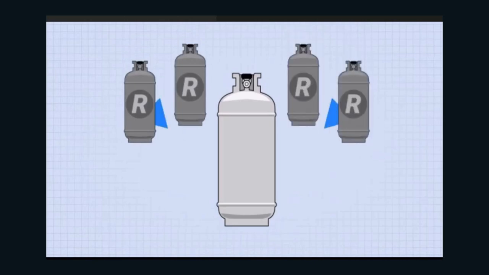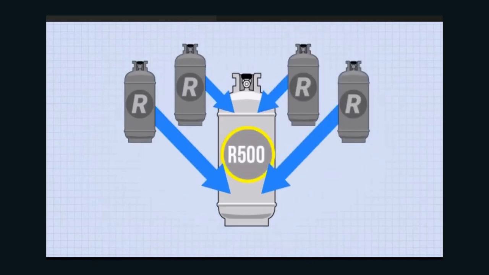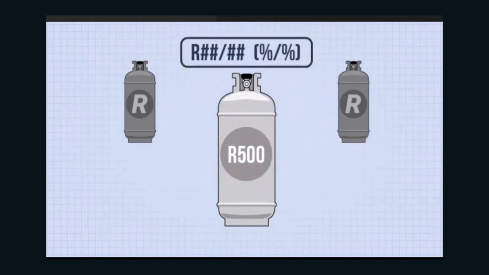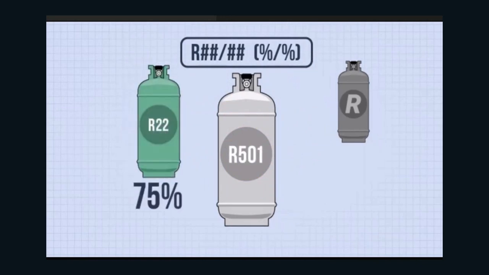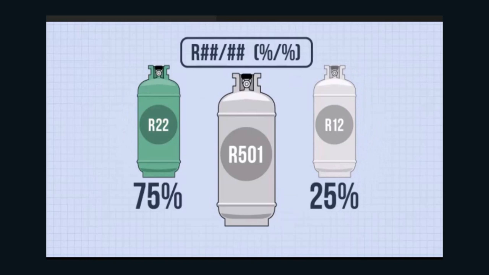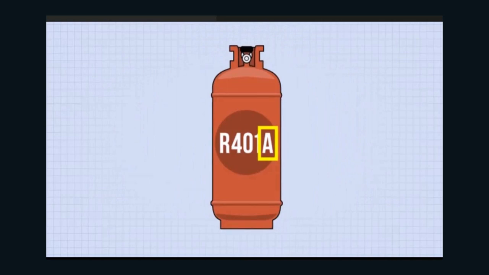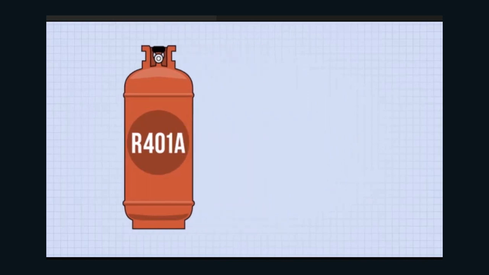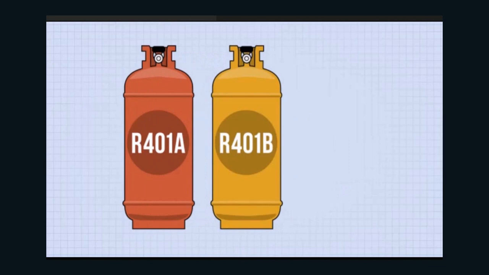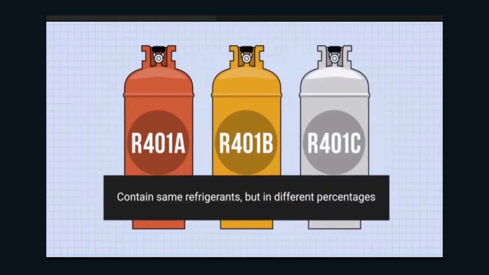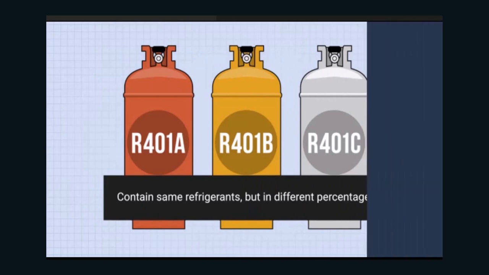Blends of 2, 3, or 4 refrigerants are assigned 400 and 500 level refrigerant ID numbers, or they can be identified by their individual ID numbers and percentages. So a blend of 75% R22 and 25% R12 can be identified as R501 or as R22/12 75/25. A letter is added after the refrigerant ID number if blends with differing percentages are available. For example, R401A, R401B, and R401C contain the same refrigerants but in different percentages.